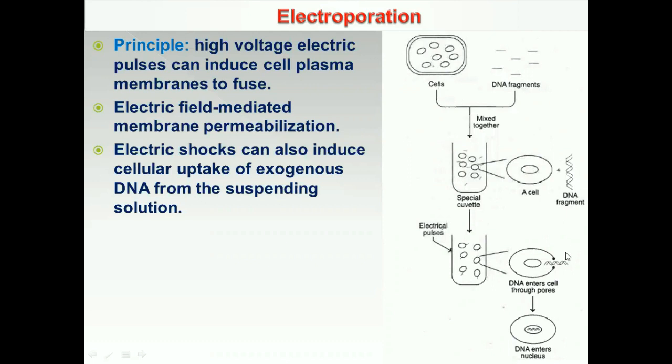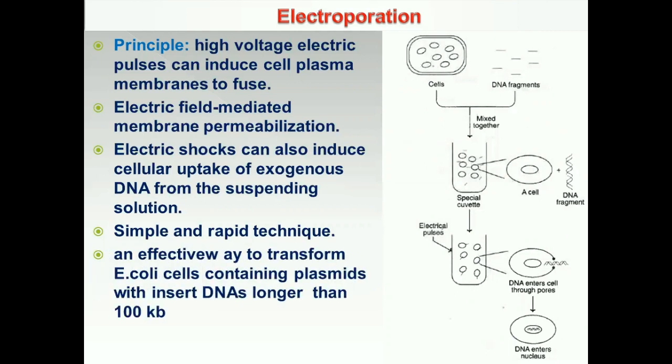Now the next point is that it is a simple and rapid technique, because it is very easy to take DNA fragments and cells in a solution and apply the electric field or high voltage electric pulses, which fuse the cell membrane and allow the DNA fragment to come inside and form a recombinant DNA. It is an effective way to transfer Escherichia coli cells containing plasmids with insert DNAs longer than 100 kb.